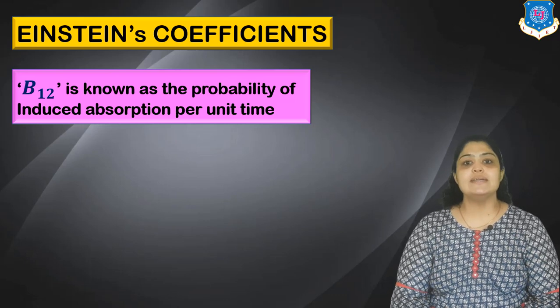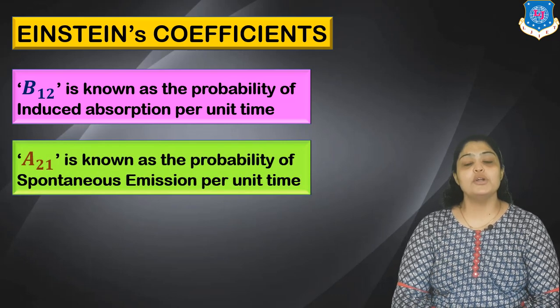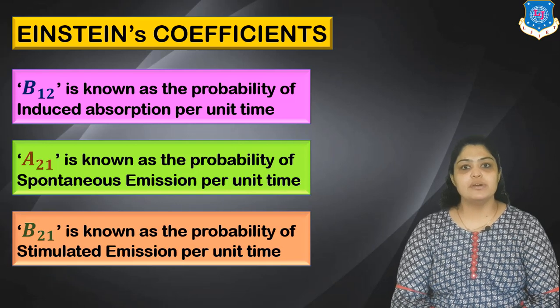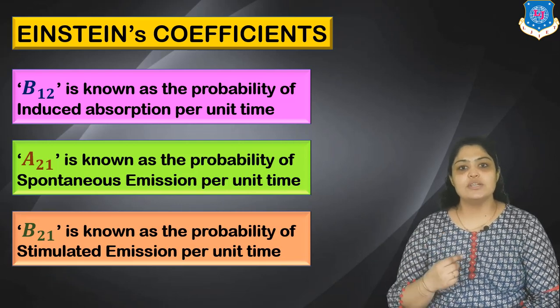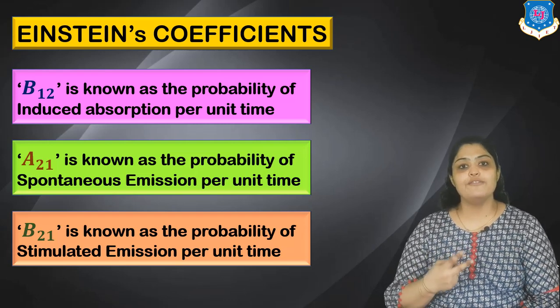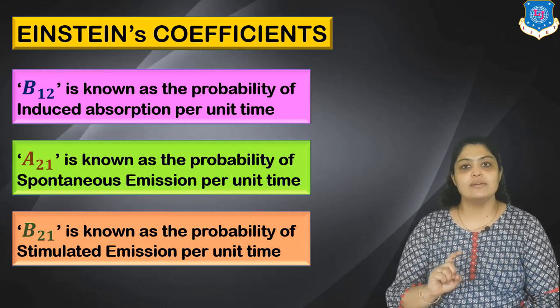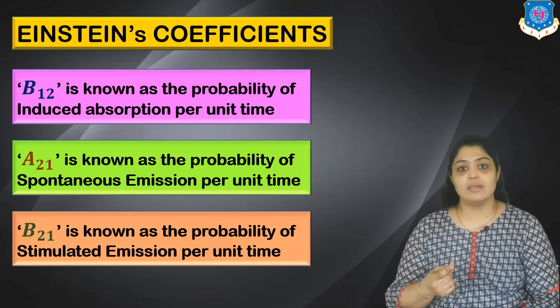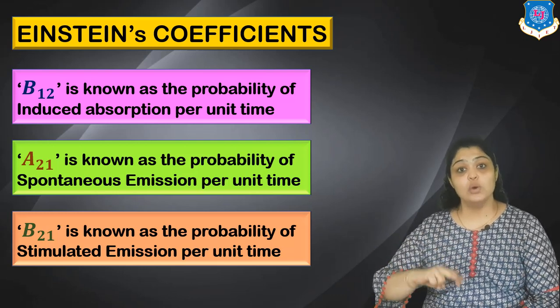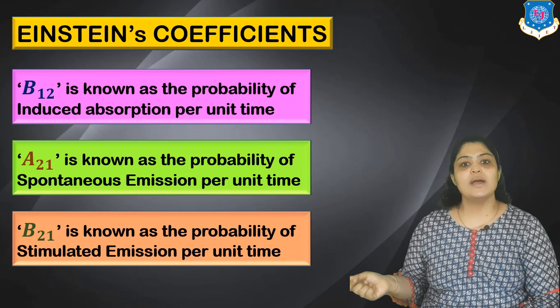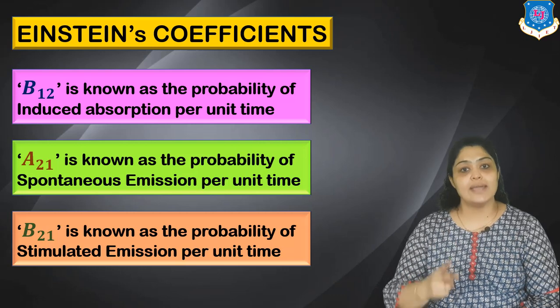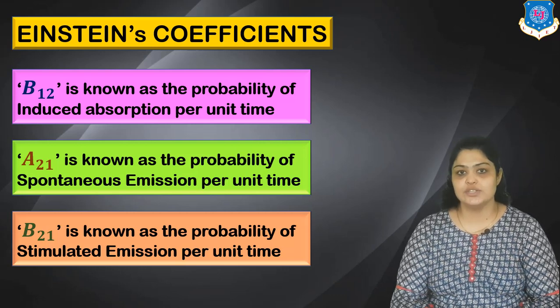The second coefficient is A21, which is known as the probability of spontaneous emission per unit time. And the third one is B21, which is known as the probability of stimulated emission per unit time. Just have a look at the three coefficients. The first one and the last one are the two coefficients in which external energy is required, and so the alphabet used is B. The constant used is B. But the first one is from lower to higher, so we write 1, 2. The third one is from higher to lower, so we write 2, 1. And the second process where the constant A is used is without any external energy.